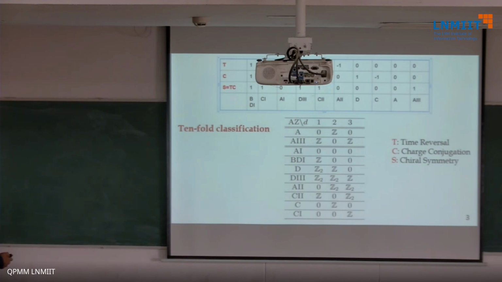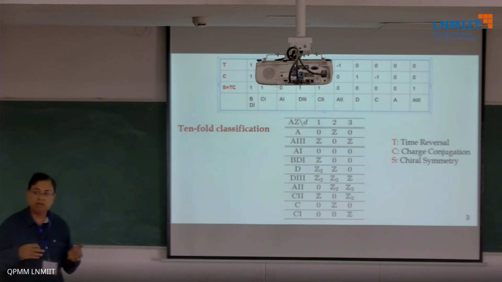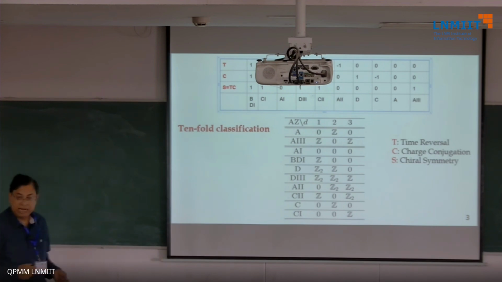The topological insulators have been classified into 10 varieties, BDI, CII, AIII, DIII, and so on. According to their dimensionality, topological invariants have been coined, called Z invariant and Z2 invariant. So what's a Z invariant? The Hall conductivity or Hall resistivity is a Z invariant, which can take values 1, 2, 3, 4, any integer value, and a Z2 invariant can take only values 0 and 1.